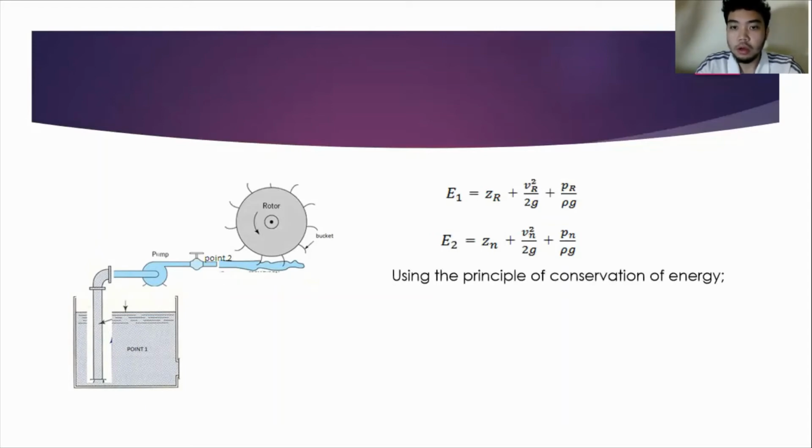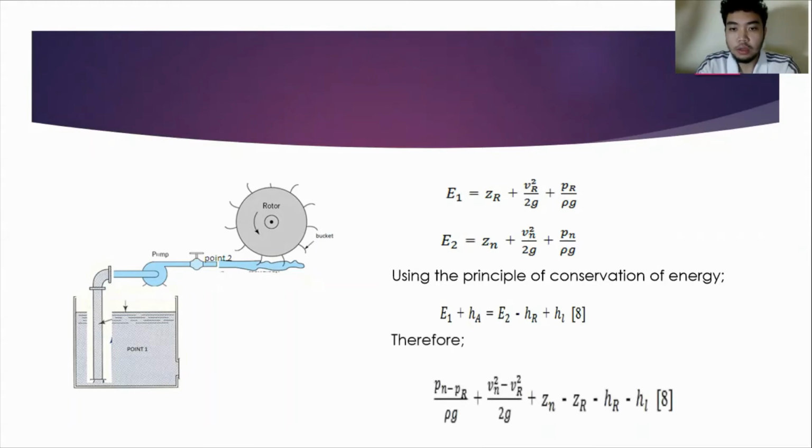So using the principle of conservation of energy, we get E1 plus HA equals E2 minus HR plus HL. HA is the energy added by the pump, whereas HR is the energy removed. Therefore, this is the general or overall equation that we get if we look at this example, this scenario.